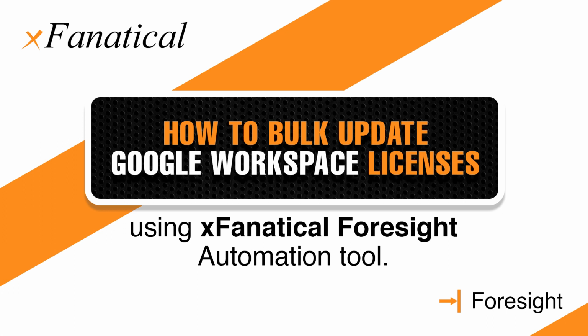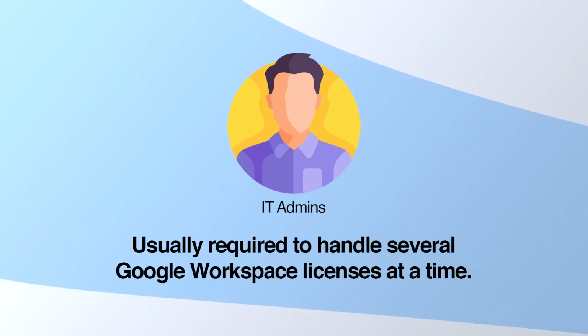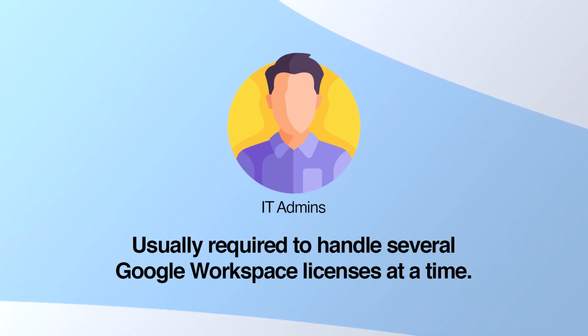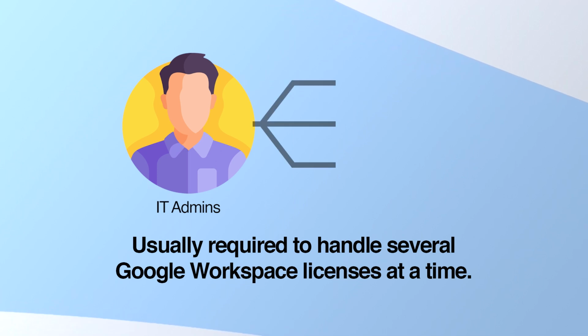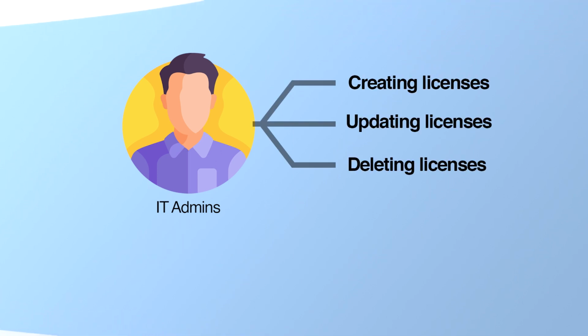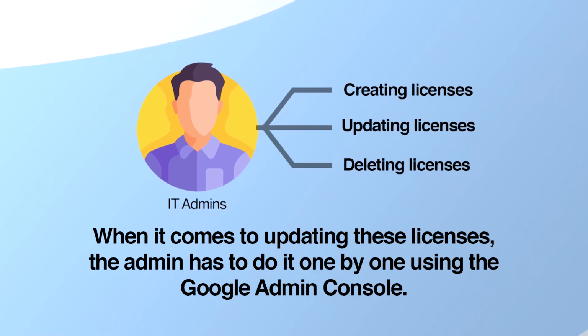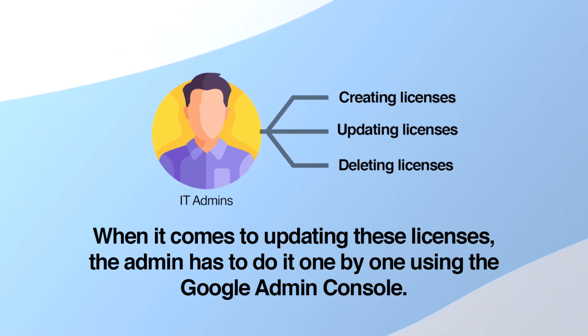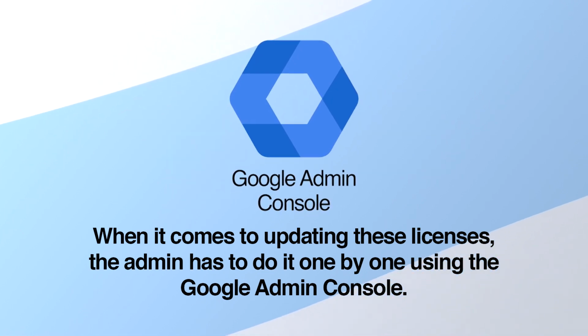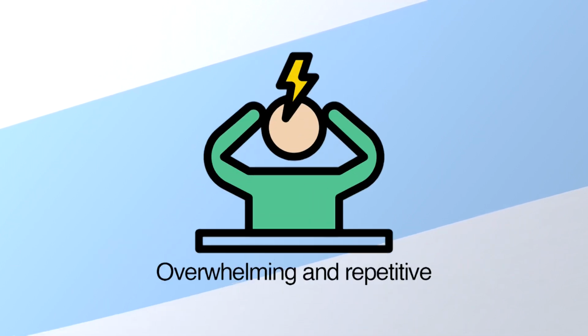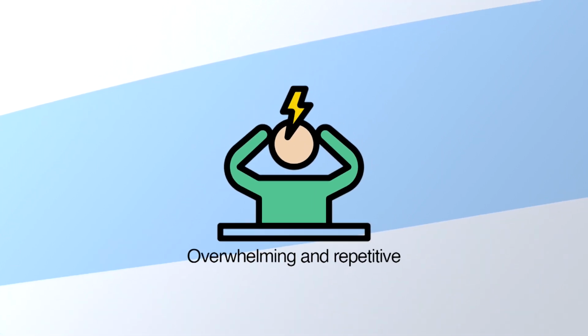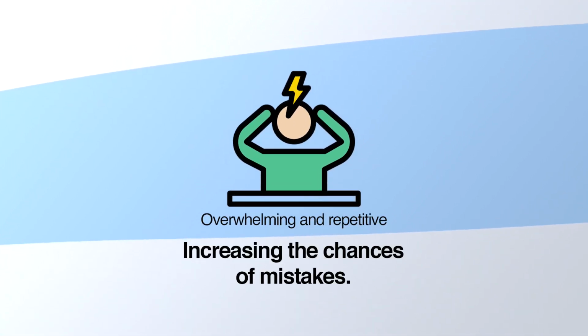In this short video, I will demonstrate how to bulk update Google Workspace licenses using xFanatical Foresight automation tool. IT admins are usually required to handle several Google Workspace licenses at a time, and they are responsible for creating, updating, and deleting these licenses. So when it comes to updating these licenses, the admin has to do it one by one using the Google Admin Console. As a result, this process becomes overwhelming and repetitive, increasing the chances of mistakes.